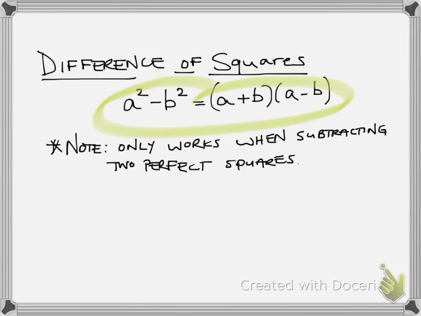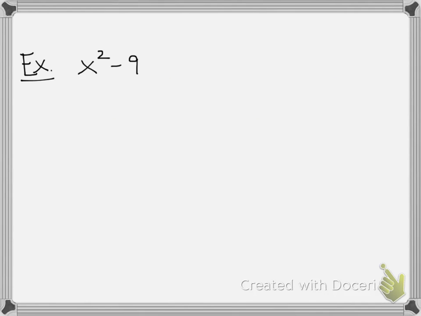Now, please make a quick note that this only works when subtracting two perfect squares. If you had a squared plus b squared, then it would not work. But in this case, it's a squared minus b squared. That's why we call it the difference of squares, and it'll work just fine. Again, your job is just to memorize that highlighted section. So let's take a look at what this means.